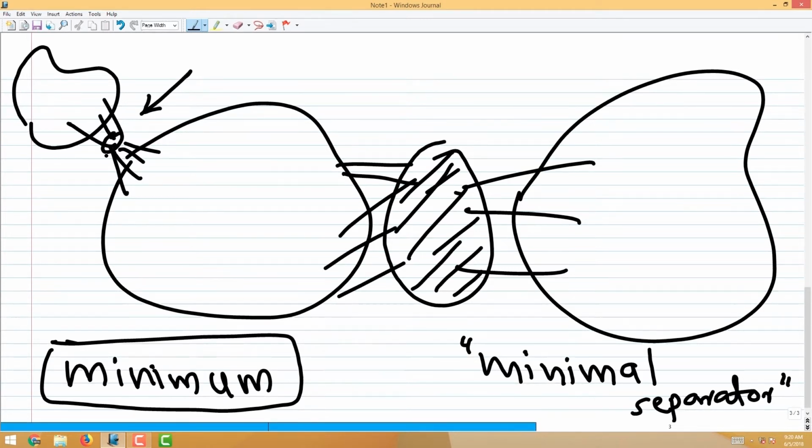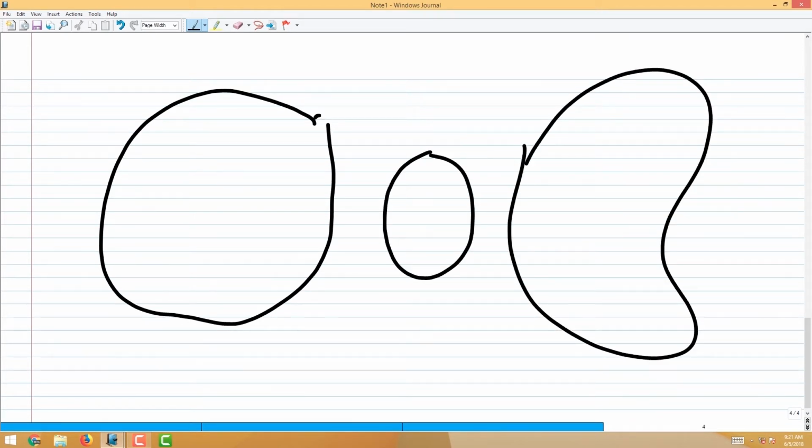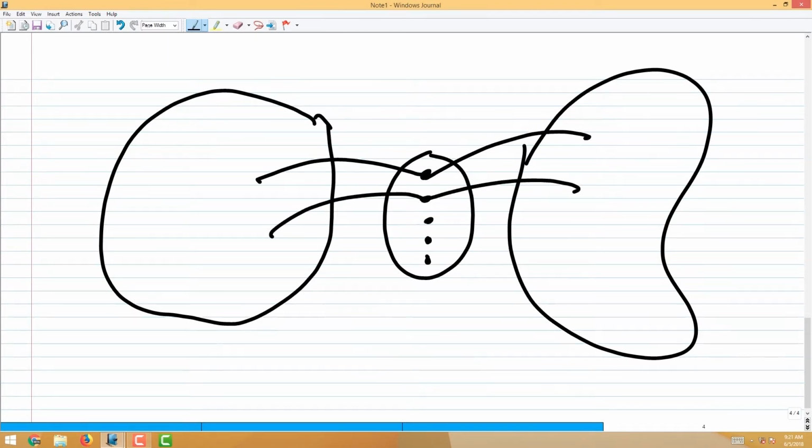So now, what is an interesting property of a minimal separator? A property of the minimal separator is like this. Suppose this is a separator, so suppose these are vertices of the minimal separator. Now, can you see that each vertex of a minimal separator should have at least one edge going to both sides, at least one edge to each side?